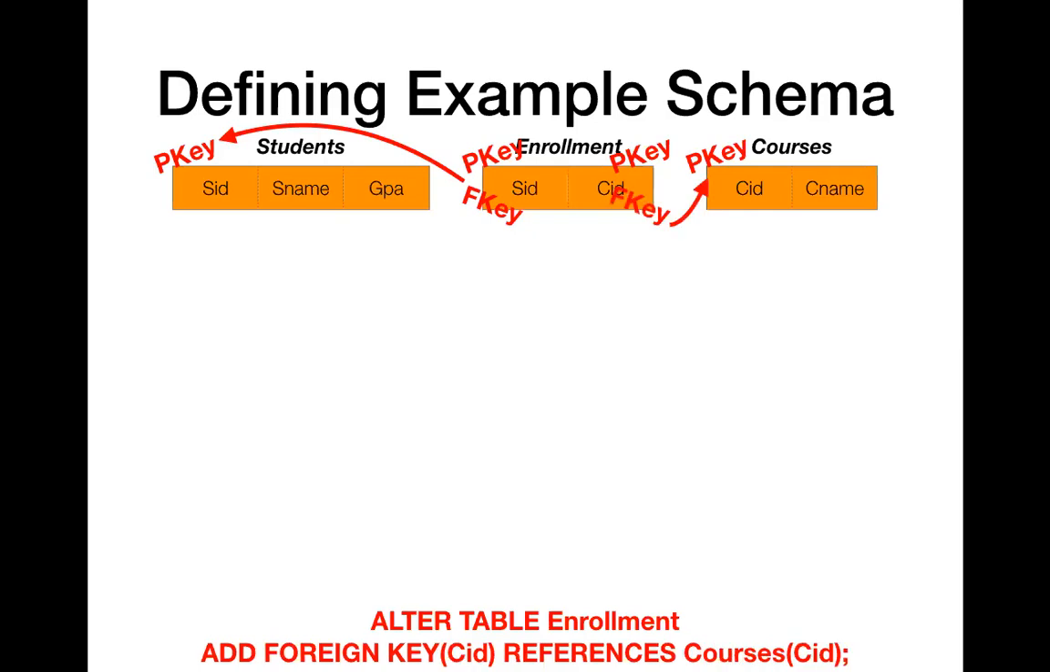Same principle for the courses. Here we are adding a link between the course ID column in enrollment to the primary key constraint in the courses table. And here we essentially ensure that you're not inserting any enrollments for courses that don't exist.